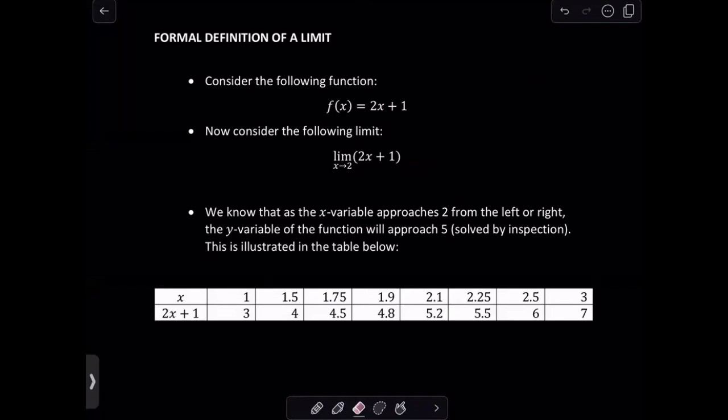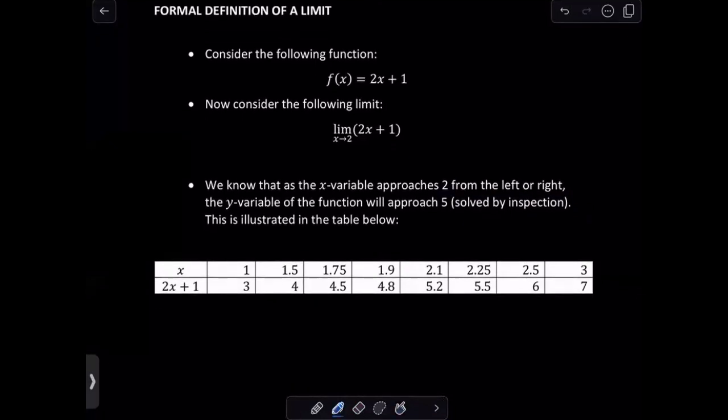Okay. So we know that as the x variable approaches 2 from the left or right, that's what we mean when x approaches 2, the y variable of the function, which is the output value, will approach 5. And we solved that by inspection. We just have to look at it. So let's actually illustrate this in the table below. And why I'm doing this is I'm going to show you how the formal definition of a limit is arrived at. So let's look at the table first.